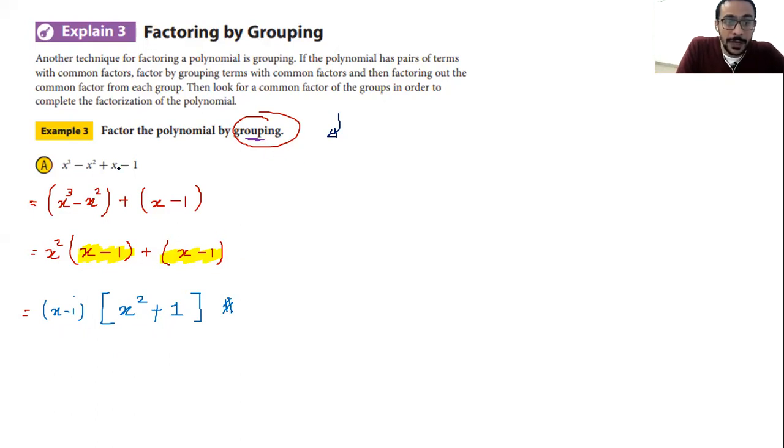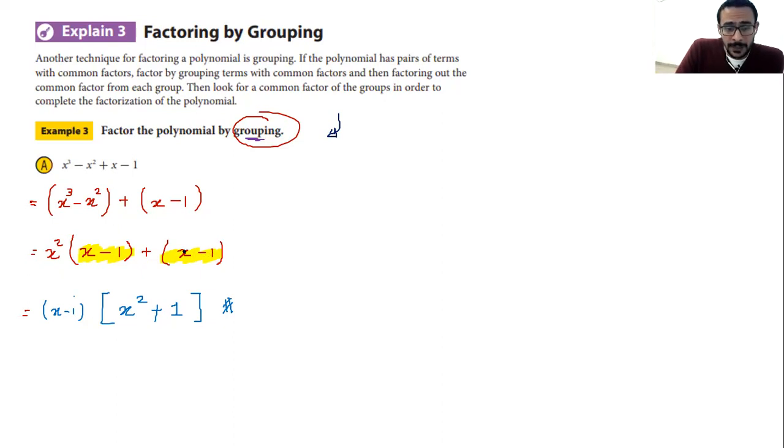So again, when I have 4 terms, the first step is to group the first and second and third and fourth, each one alone in a separate parentheses. From the first parentheses, I took x squared the common factor. I always take the least exponent, the least power, x squared. x cubed divided by x squared is x, and x squared divided by itself is 1, so it's x minus 1. Plus the second parenthesis the same, because there are no common factors between x and 1.